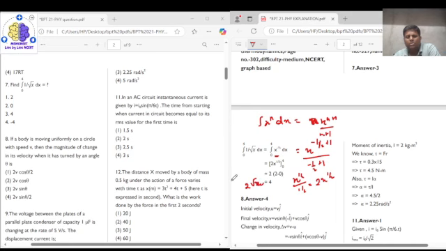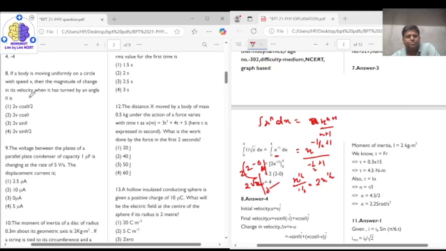Now we have to put the limits, from 0 to 4. So upper limit minus lower limit, upper limit is 4. So root of 4 is 2 and minus the lower limit, which is 0. So 2 into 2 minus 0 will give you 4. So the correct answer for question number 7 is option 3, that is 4.